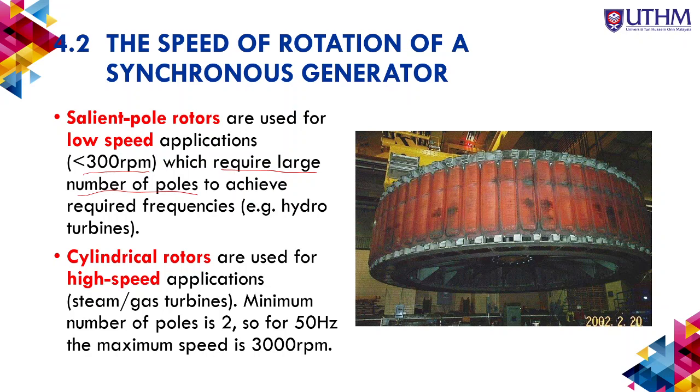So as an engineer, we need to design the suitable number of poles, the suitable rotation speed, and so on. If you want to generate energy from a hydro turbine, you need to see the flow, and then you can design. The cylindrical rotor is used for high speed applications, such as gas and steam turbines. The minimum number of poles is 2.